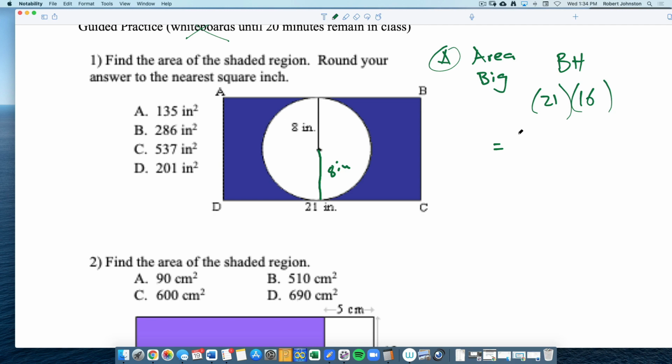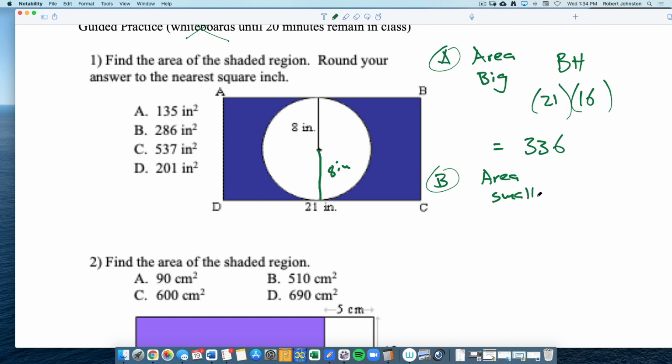Audrey, what is 21 times 16? It's probably pretty big. 21 times 16 is going to be a pretty big number. Probably like 400 or something. 336? All right, beautiful. So this is the area of the big one.